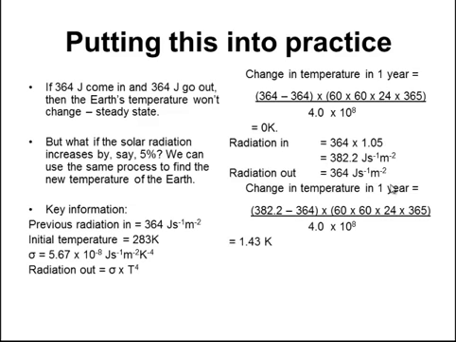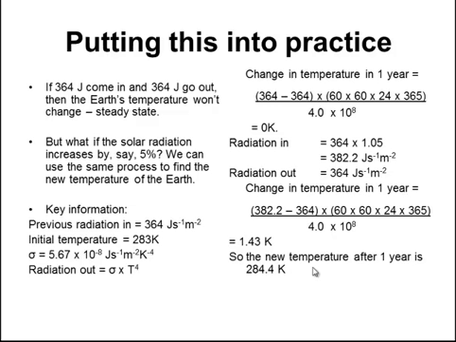So now I've switched things. The radiation in is going to be slightly bigger. It's 382.2 joules per second per meter squared. So what we have here is 382 minus 364. That means there's now a residual amount of energy which has been left. Multiplied by 1 year and divided by the surface heat capacity, that means there's an increase in temperature over 1 year of 1.43 Kelvin. So therefore the new temperature after 1 year is 284.4 Kelvin.